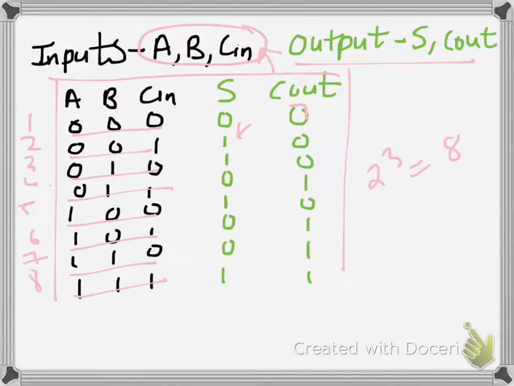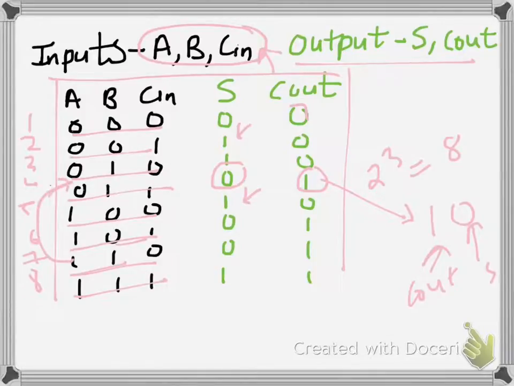Same case here. Here 1 plus 1 plus 0, that means 0 plus 1 plus 1, will come out to be 2. That means the sum will be 0 and the C out will be 1, because it has to be written like this. Now 1 0, this will be the carry out bit and this will be the sum bit. So that is why it is 0 1. Now again 1 plus 0 plus 0, sum will be 1, C out will be 0. Same story here.